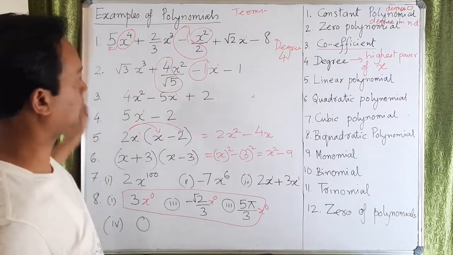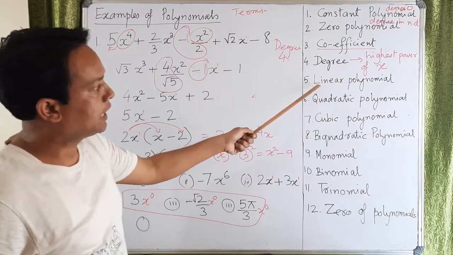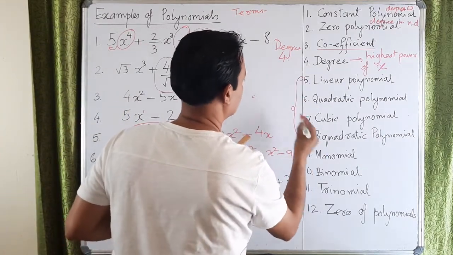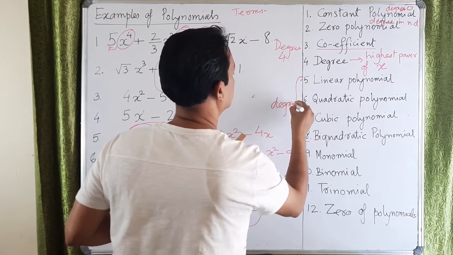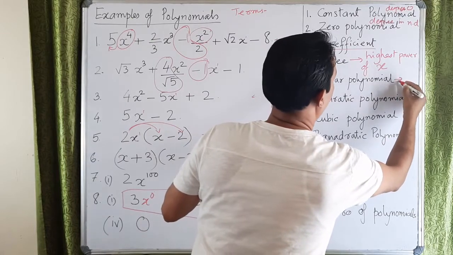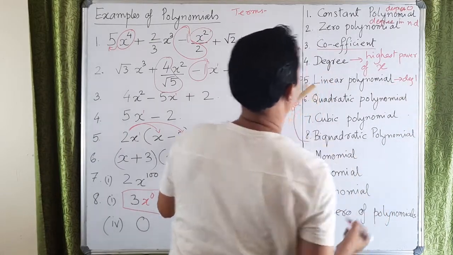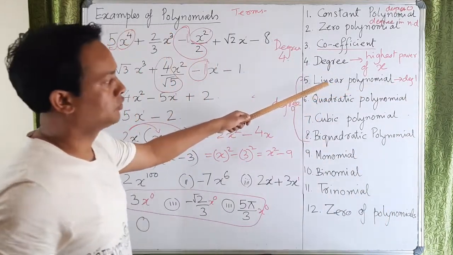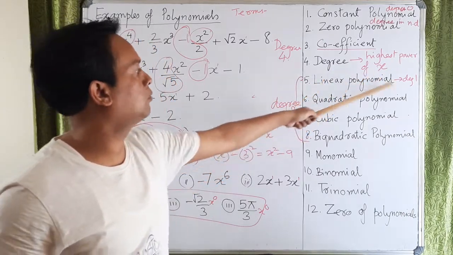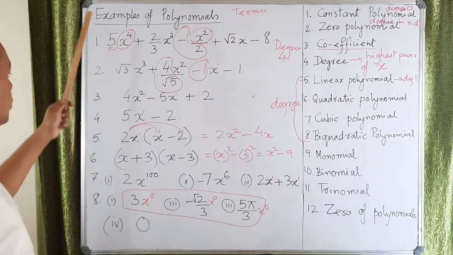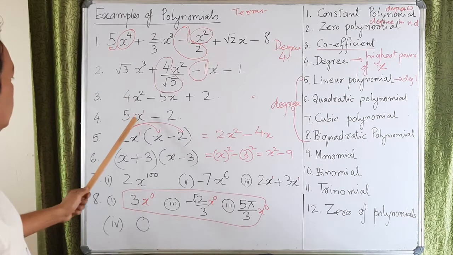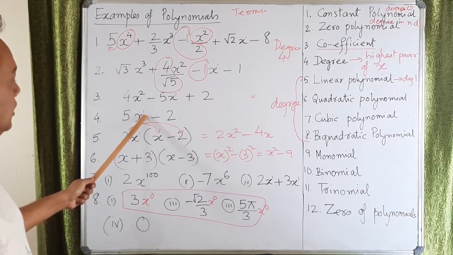Degree, remember, highest power. Okay, now we will come to these four types, which are based on degrees. Now, if the degree is one, degree one polynomials are called linear polynomials. What are linear polynomials? The polynomials having degree 1. Let's see which one is linear here. So this is not linear. Let's look at degree 1. This is degree 1, linear.